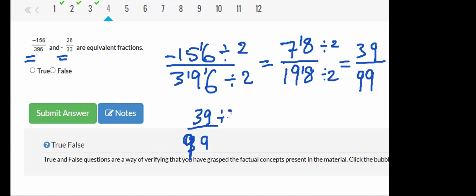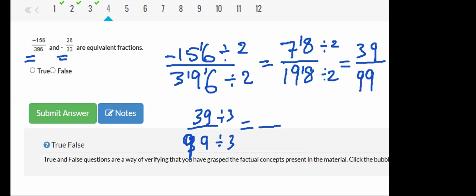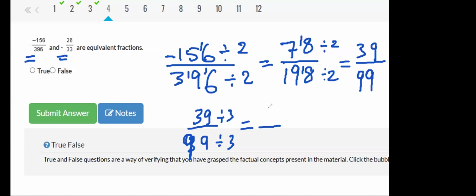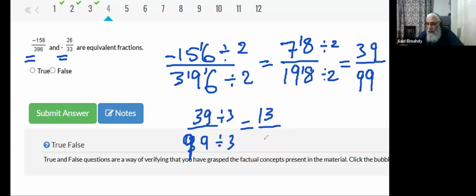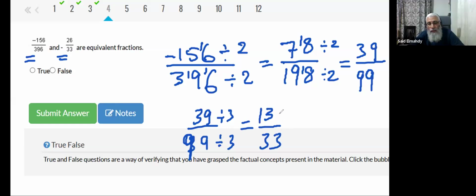We can divide both of them by 3, correct? So 39 divided by 3 is 13. Yes, correct. And 99 divided by 3 is 33. And this is the final answer, I think.